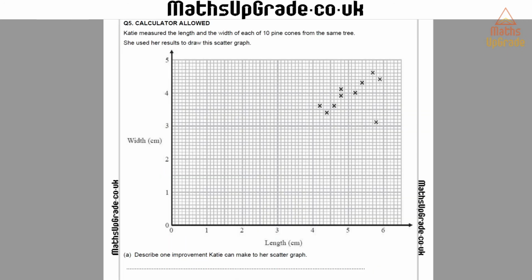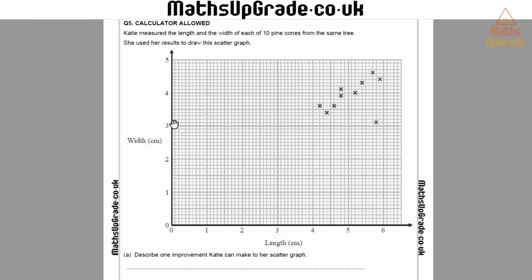In question 5, we're told that Katie measured the length and width of 10 pine cones from the same tree. She drew this scatter graph here, but we need to describe an improvement she can make to a scatter diagram. So the obvious thing she can do here is adjust the scaling on the axes. The way she's drawn the scatter diagram, all the crosses are bunched up in the top right hand corner here. But we can see the smallest length that is represented is just over 4 centimeters, and the smallest width represented is just over 3 centimeters.